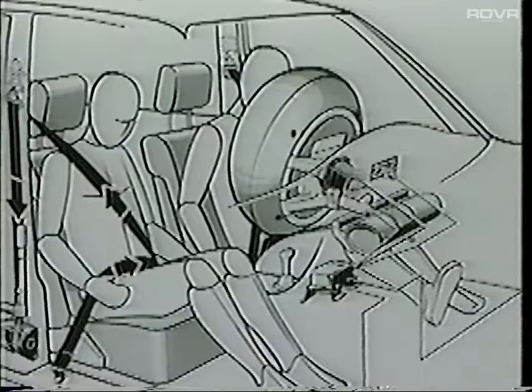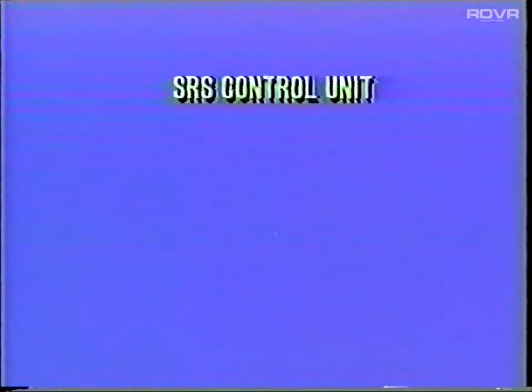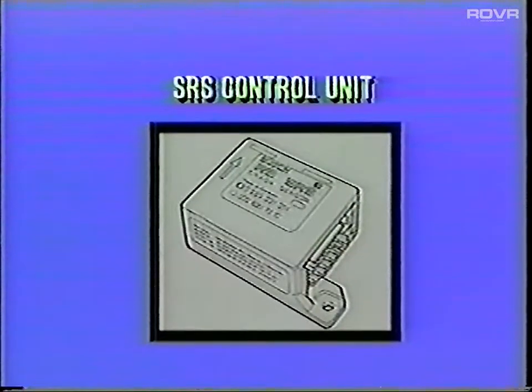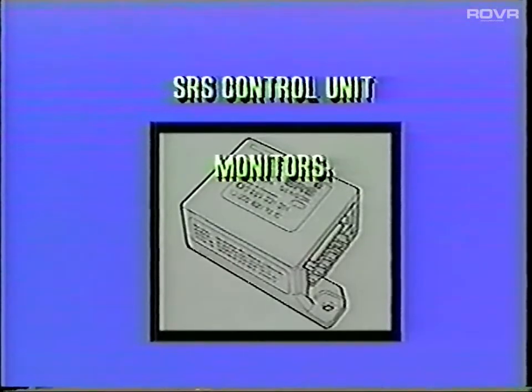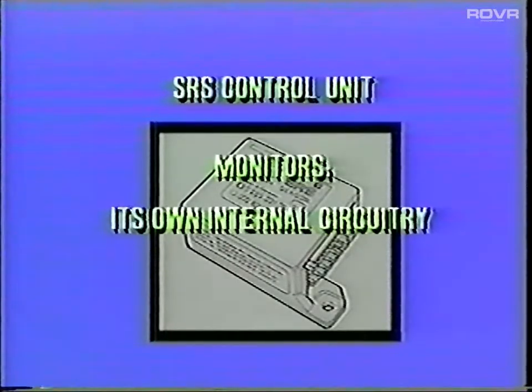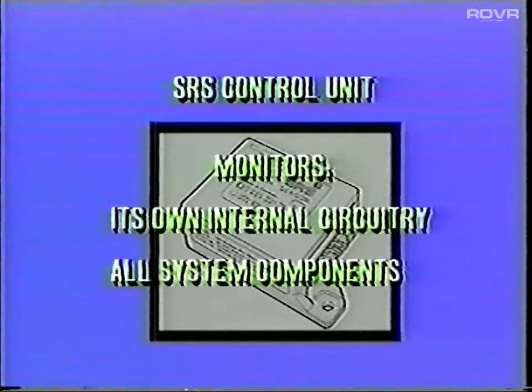As of model year 1988, the supplemental restraint system now incorporates a control unit with energy accumulator, voltage converter, and crash sensor integrated in one housing. This single unit eliminates the previous separate components and is mounted in the same location as the previous crash sensor. The new SRS control unit monitors its own internal circuitry as well as all system components.